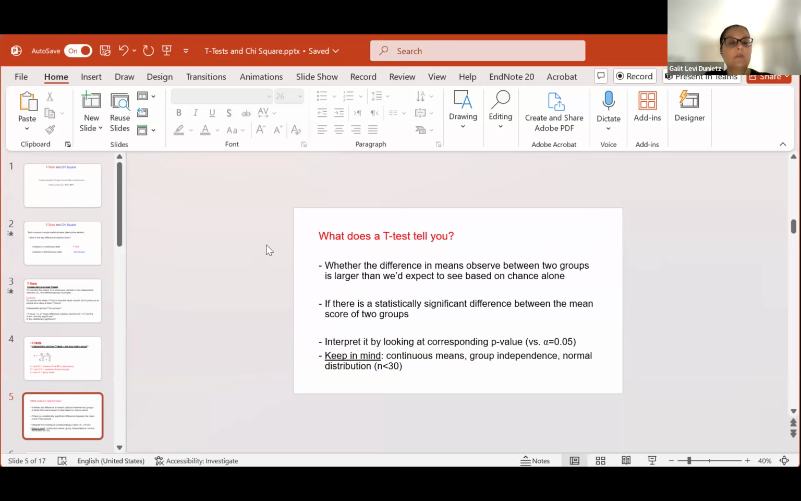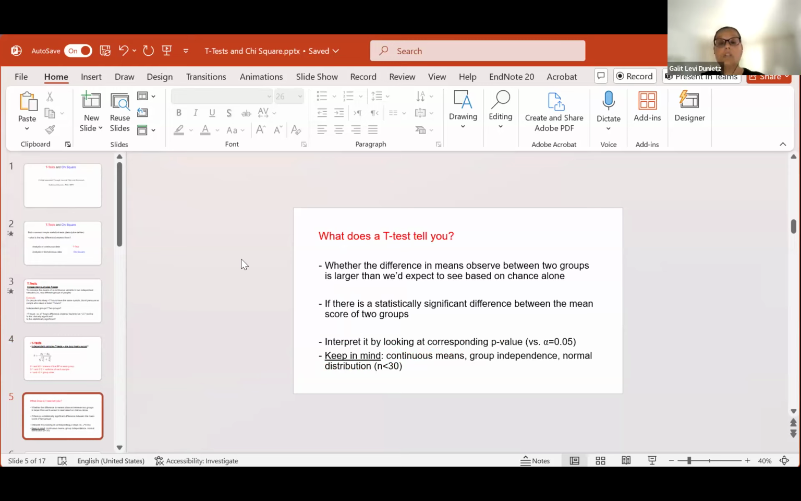I don't expect that you know how to calculate it, but at least you know what goes into generating a test statistic when you look at differences in means of continuous outcomes. Okay, so now that we have the test statistic, how do we know if it's significant or not?